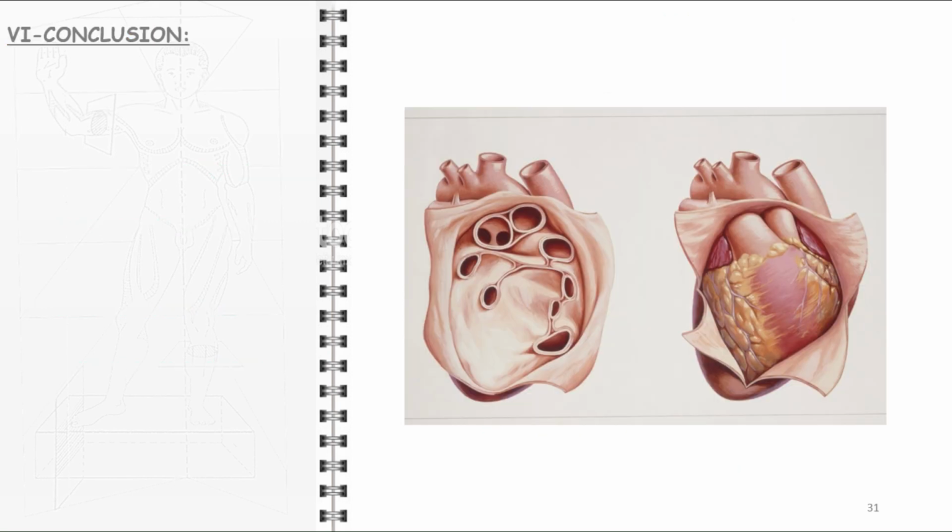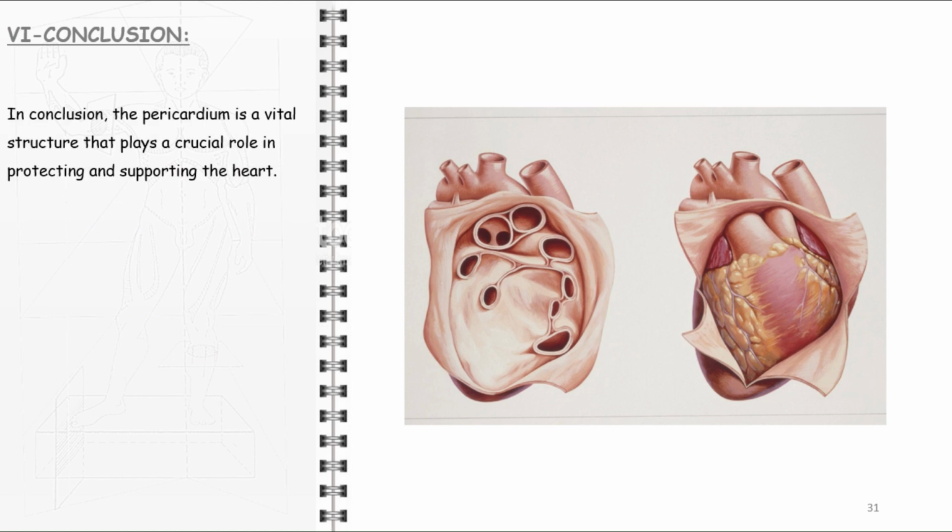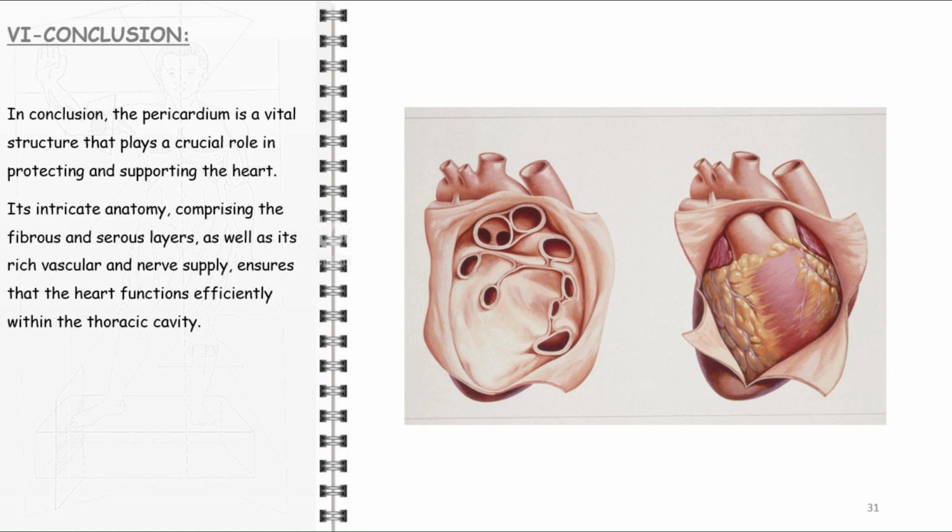In summary, the pericardium is a vital structure that plays a crucial role in protecting and supporting the heart. Its intricate anatomy, comprising the fibrous and serous layers, as well as its rich vascular and nerve supply, ensures that the heart functions efficiently within the thoracic cavity.